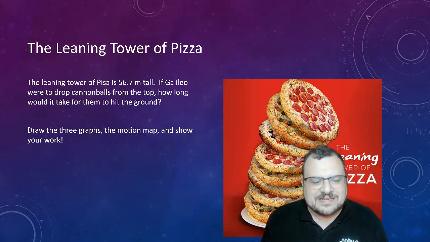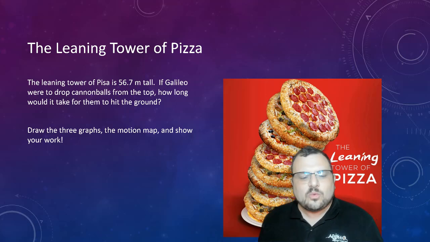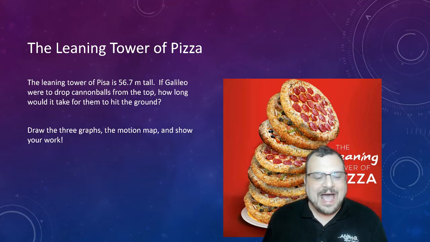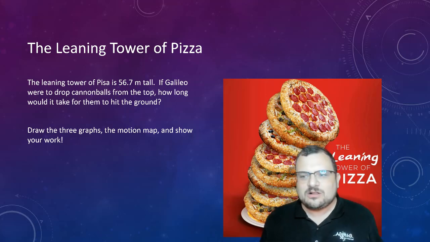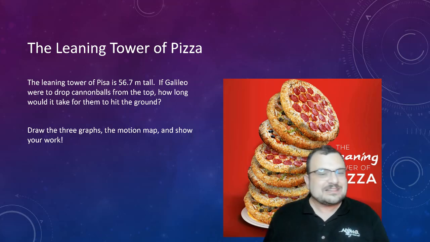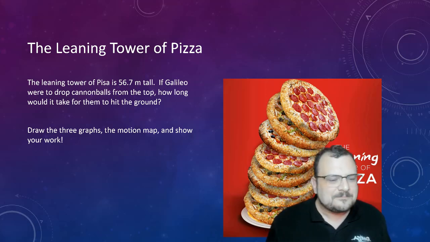So the Tower of Pisa is 56.7 meters tall. So if Galileo were to drop those cannonballs from the top, how long would it take for them to hit the ground? And graphs and motion maps and show your work, all of the details that physics teachers love to throw into problems to make you do more work.